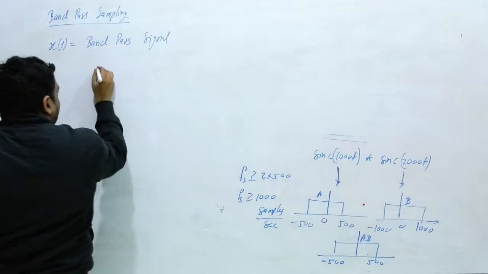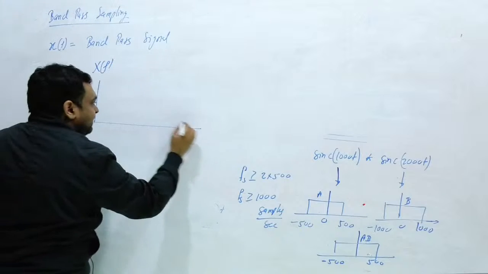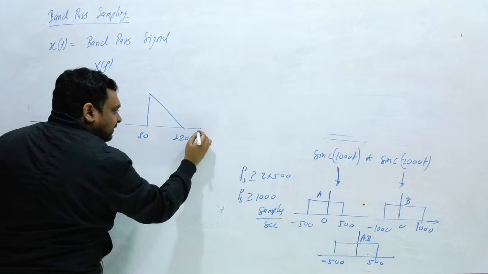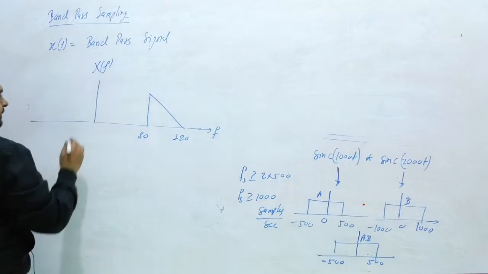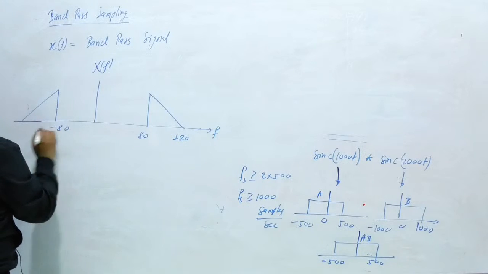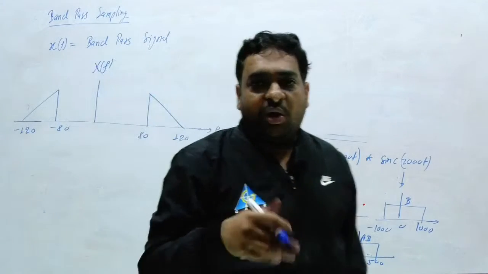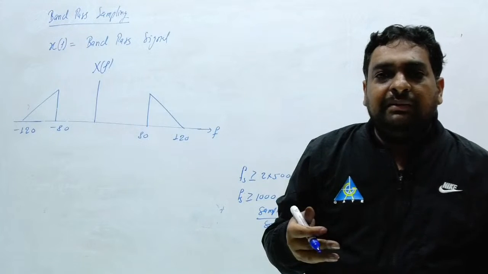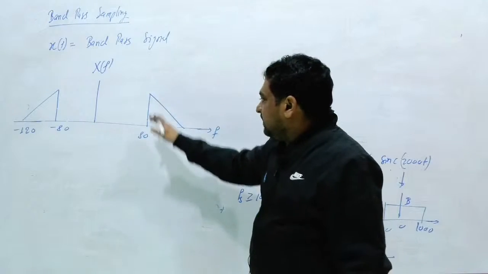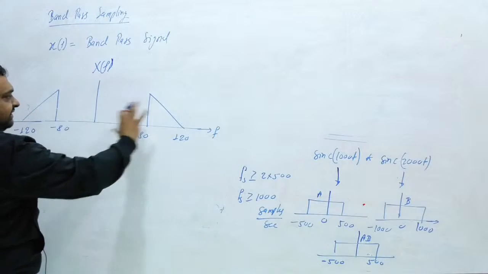So suppose this X(f), x(t) is a band pass signal, and I am assuming this is 80 and this is 120 hertz. This is frequency f. Similarly, here the spectrum is given in this way. This is minus 80 and minus 120. Here I have not assumed a triangle, because if you assume a triangle, sometimes conceptual mistakes can be made by us. That's why I assume this kind of signal. Clear? So suppose this is a band pass signal.